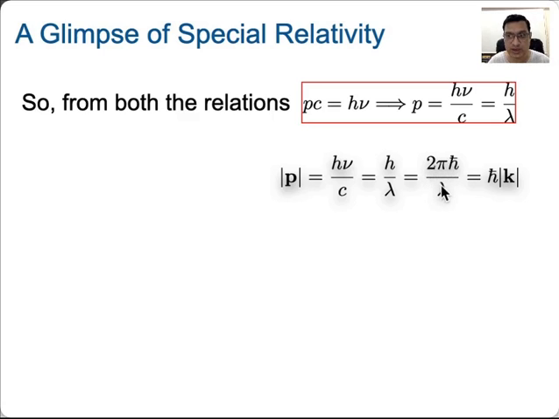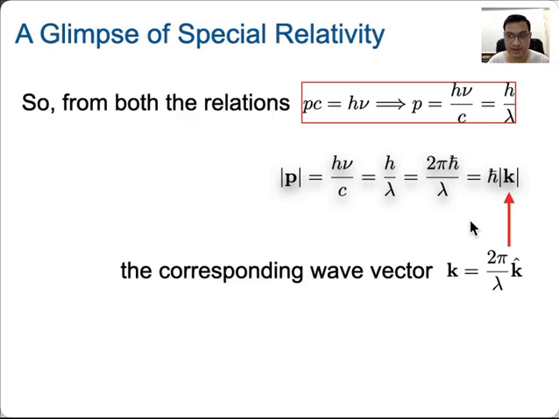And we know that 2 pi over lambda is the wave vector. So the momentum is related to the wave vector of a photon. And this wave vector has a direction, and it has a magnitude which is 2 pi over lambda. That's what we have seen.